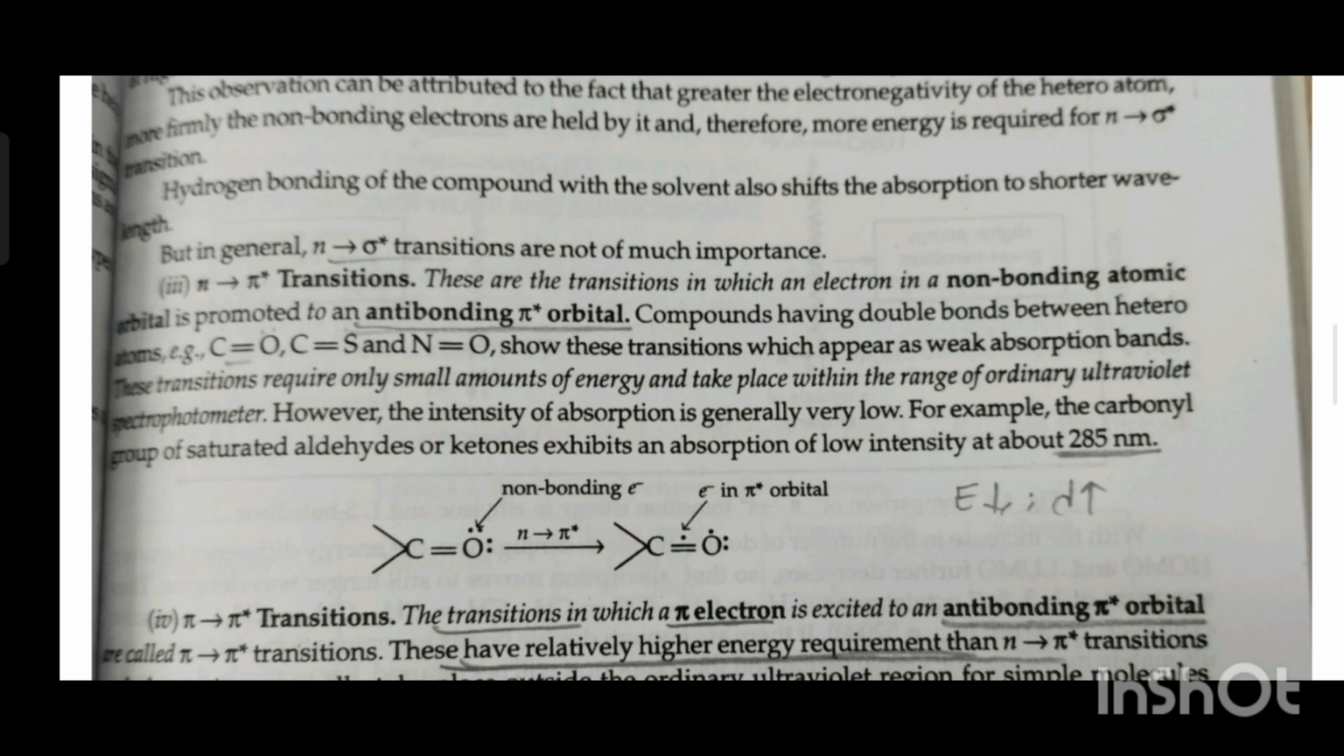Third, n to pi star transition. These are the transitions in which an electron in a non-bonding atomic orbital is promoted to an anti-bonding pi star orbital. Compounds having a double bond between heteroatoms, such as C double bond O, C double bond S, and N double bond O, show this transition, which appears as a weak absorption band.